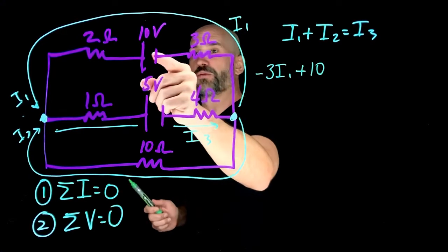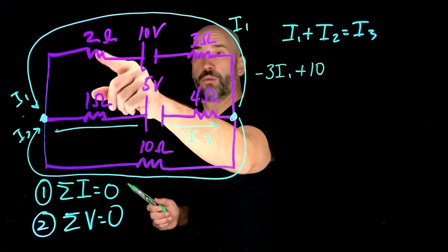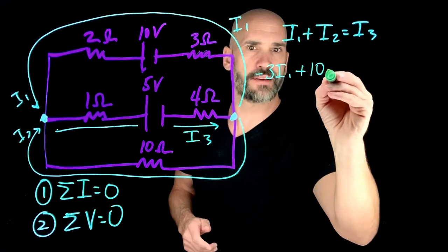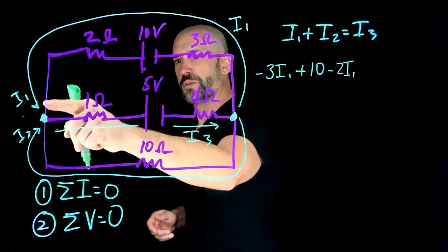Okay? March, march, march. Oh, I get to the 2 ohm resistor. Am I going in the same direction as the current? Yes. Again, I subtract, minus 2I1. Okay? March, march, march.